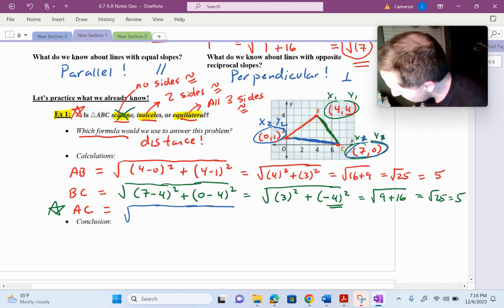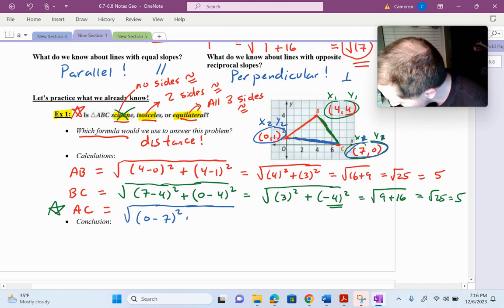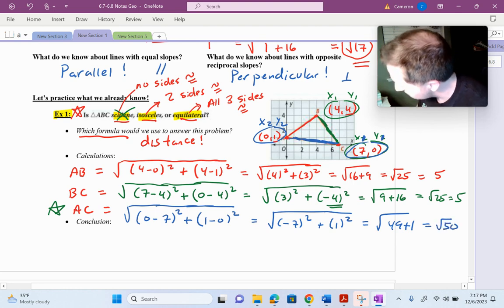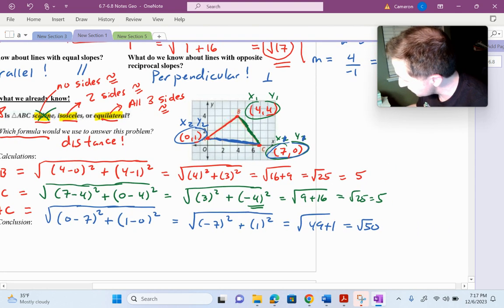X2 minus x1 squared will be 0 minus 7 squared, plus y2 minus y1 squared will be 1 minus 0 squared. And so I get negative 7 squared plus 1 squared gives me 49 plus 1. Okay, square root of 50 is definitely not the same as the square root of 25. So this is definitely not equal to 5.